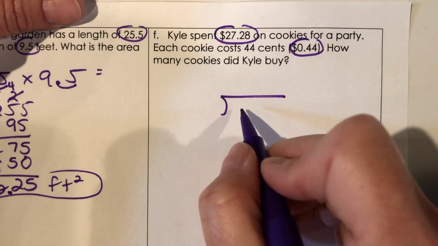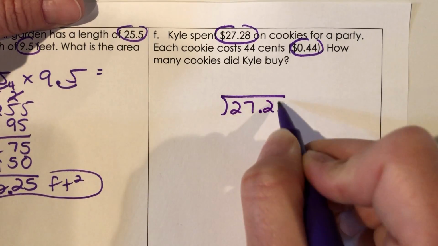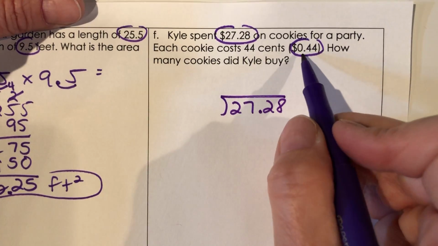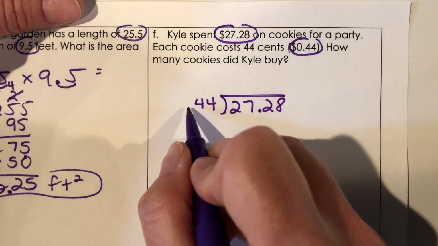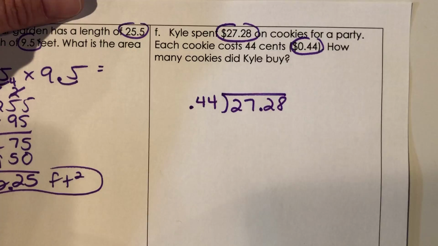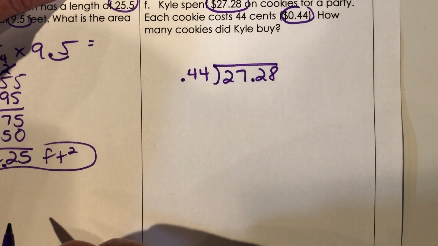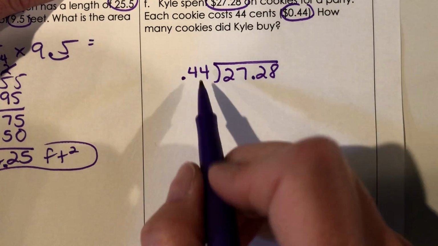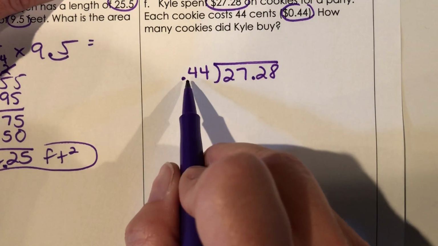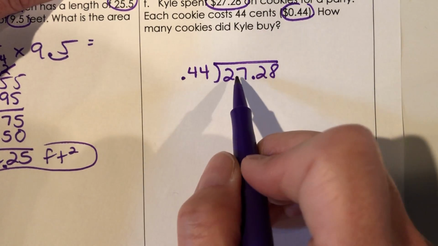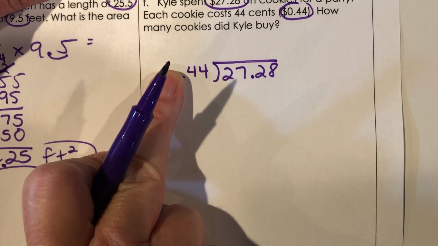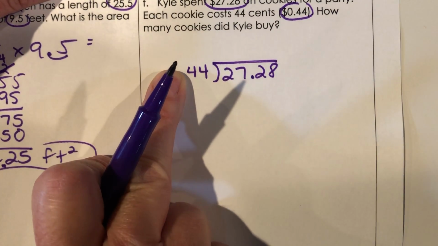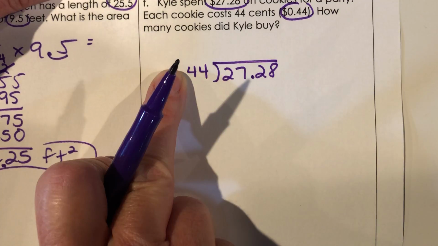That total that's given is what goes inside. That's my dividend, and the total that's given is the $27.28. And it's being divided not by 44, as you might think. It's being divided by 44 cents. We need that decimal there until we have to get rid of it, right? Now we have to get rid of it. But when you set up your original problem, you need to make sure that you have that, because this is saying $27.28. If you didn't put the decimal there, that's saying that each cookie was $44. It better be one giant cookie.